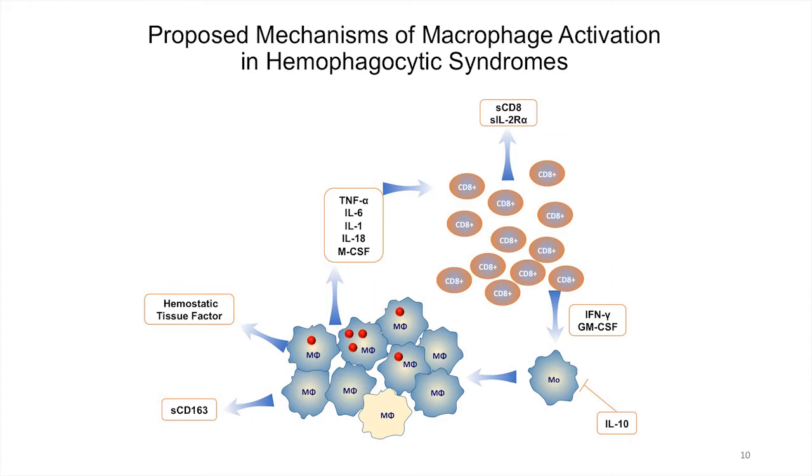These cells produce massive amounts of pro-inflammatory cytokines, most notably interferon gamma, and also there is some evidence that GM-CSF may be produced by these cells as well.